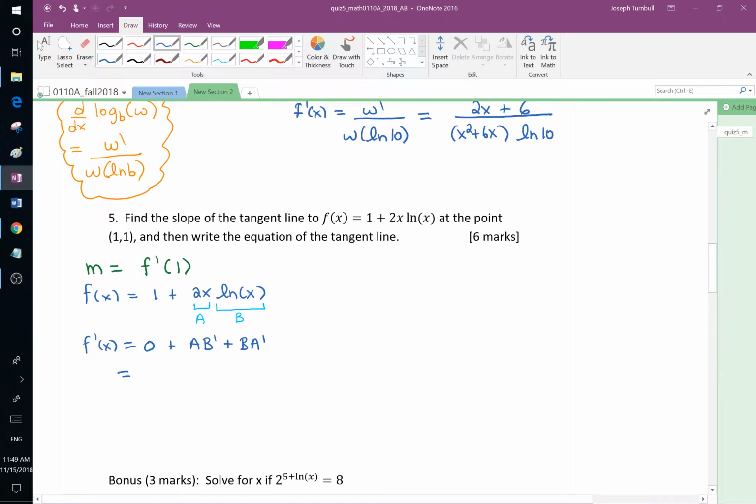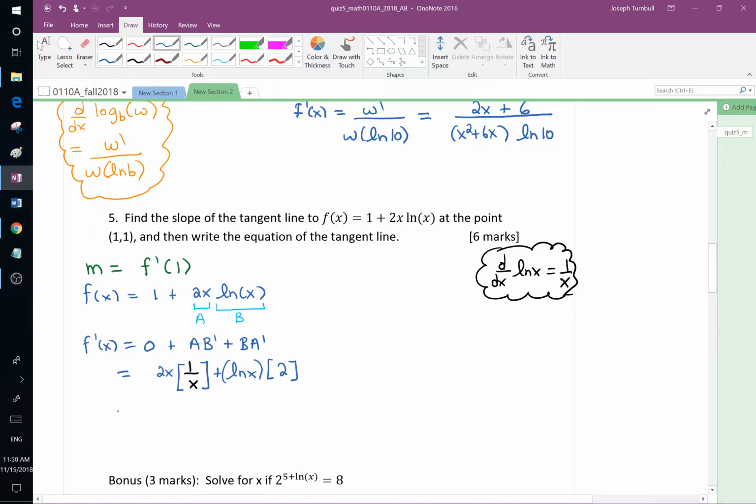So that's going to be A is 2x, B prime. B is ln of x. We haven't used this rule yet, so I'll write it down. D by dx of the ln of x is 1 over x. So we'll use that there. So we get 1 over x for the derivative of ln of x plus b times a prime. Ln of x is b, and then a prime, the derivative of 2x, is 2.